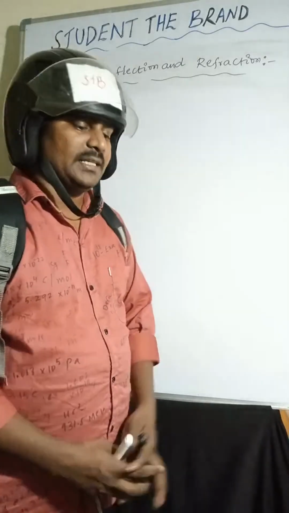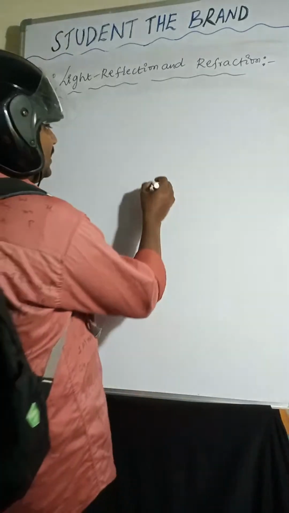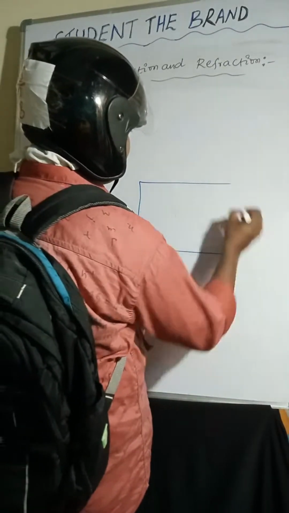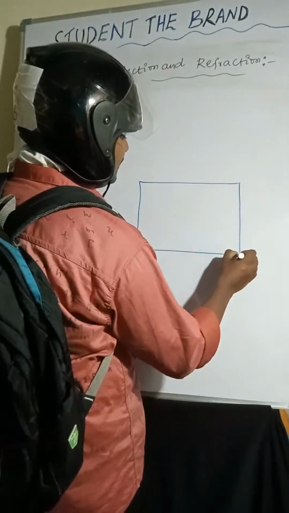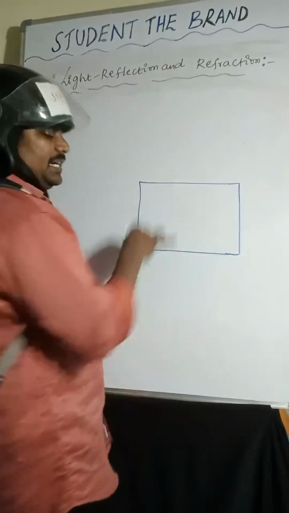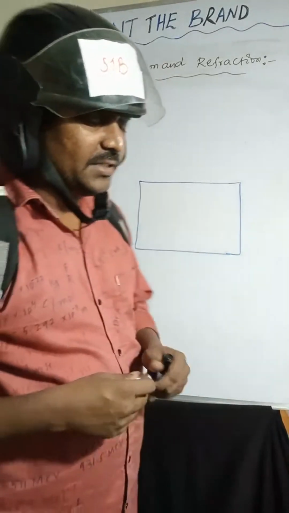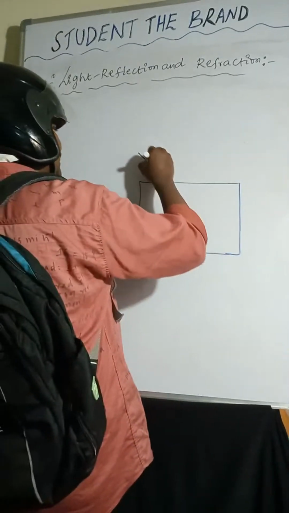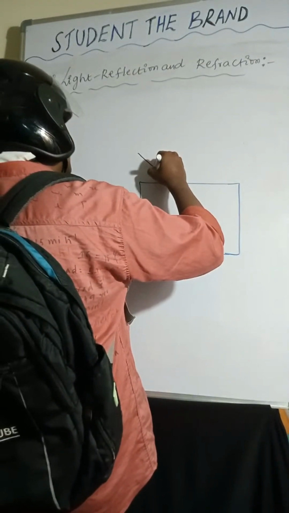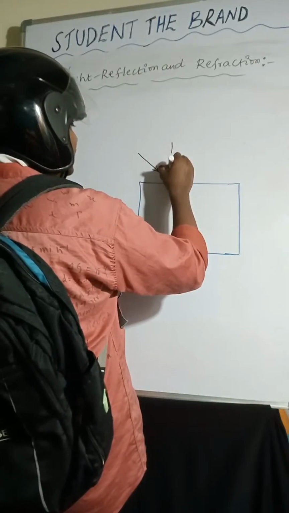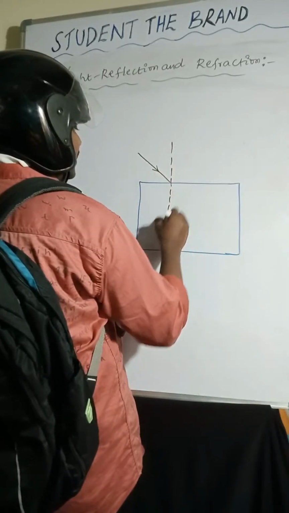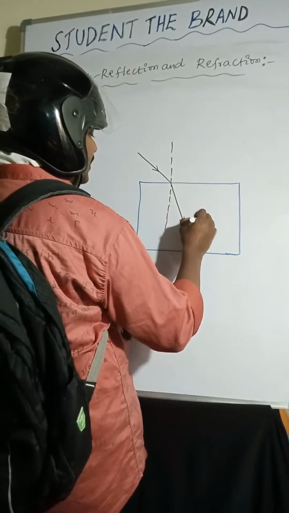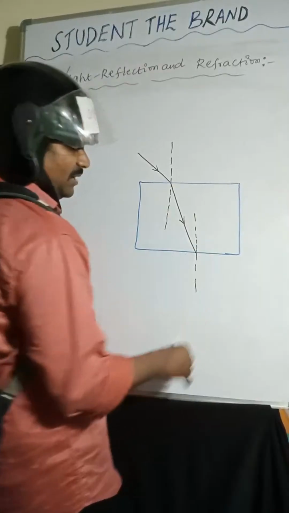Glass slab, we will discuss glass slab. So I am taking the glass slab like this. Refraction through glass slab. I'm taking this incident ray, and this one I'm taking as the normal line. So this is the refracted ray, and I'm considering again a normal line.